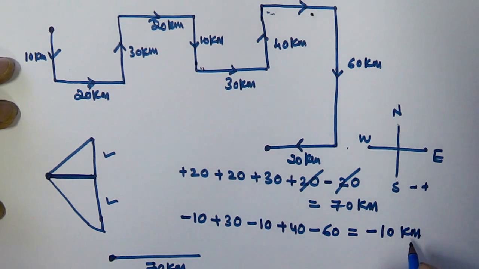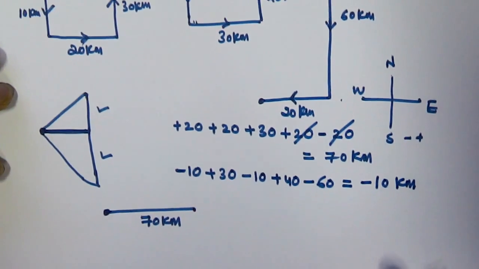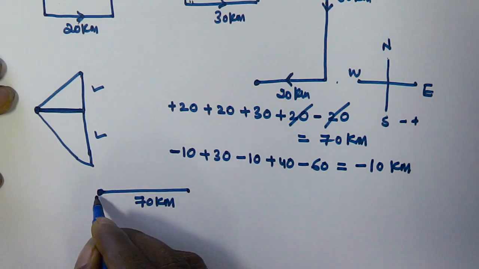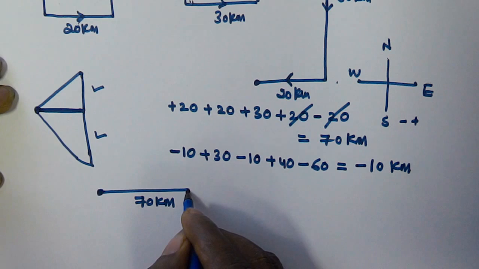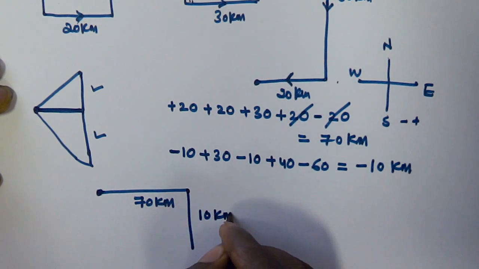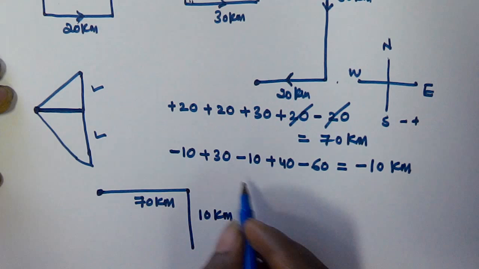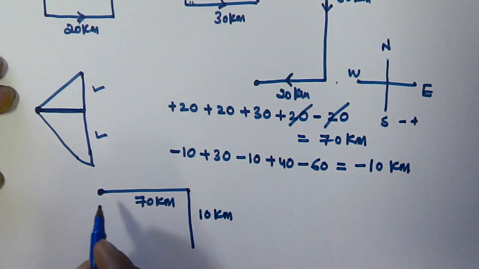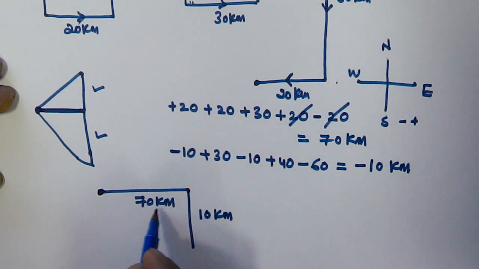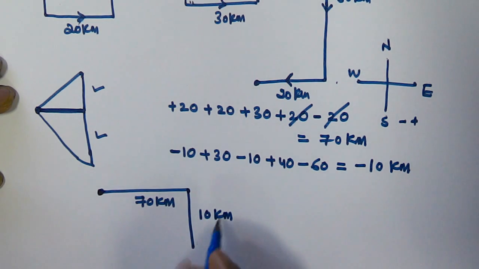Minus 10 means what? Actually he's traveling from north to south, so that is downwards. So the net distance traveled horizontally is 70 kilometers, and vertically he traveled 10 kilometers. Minus 10 simply shows the direction. So that is downwards, right? From the starting point, the distance he traveled horizontally is 70 kilometers, vertically is 10 kilometers.